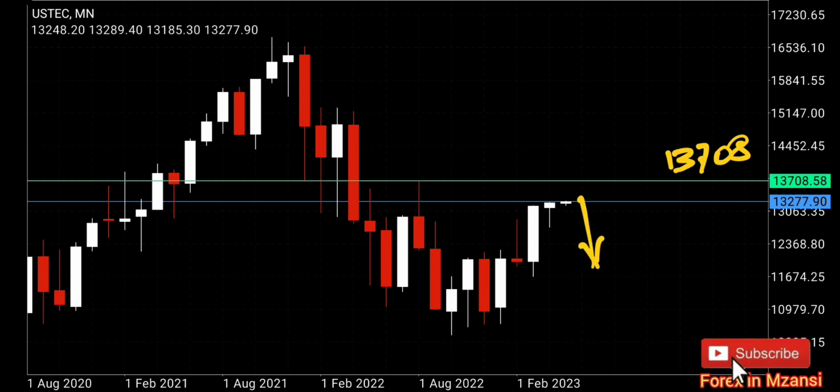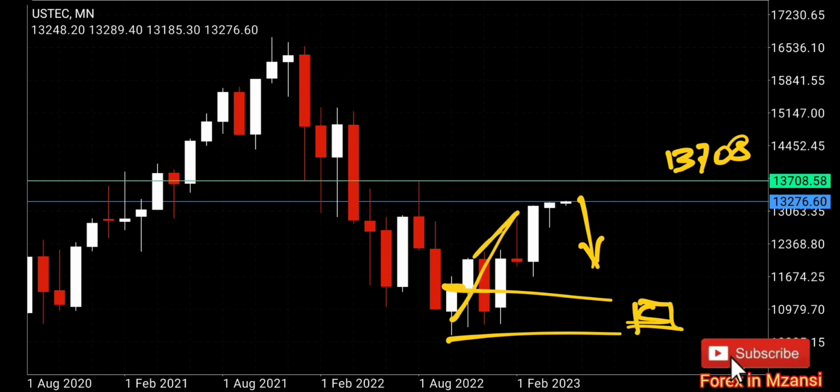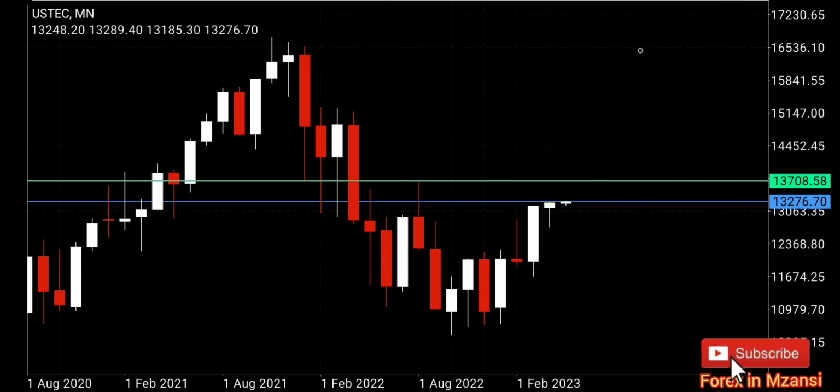You have removed one of their structures, but you haven't removed another structure, right? So there's always a chance that they can take you back to this area of support here, which is the one that pushed up and broke the trend line, for as long as you don't move above this 13,708. So is there any sign that the price could move beyond that? Or is there a sign that the price could reverse? On this time frame, there's actually nothing.